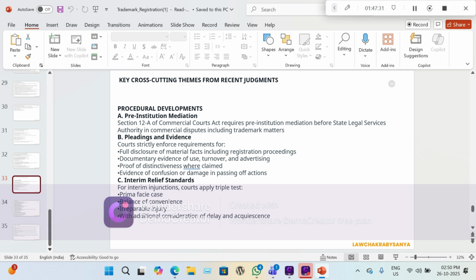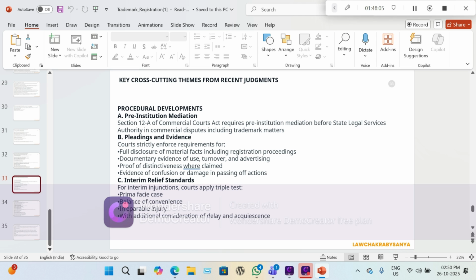Then interim relief standards. Interim relief is while the case is going on, in the meanwhile you can ask for an injunction, a stay order, a restraining order. For that, you'll have to prove there is a prima facie case in your favor, there is balance of convenience, that if it is granted in your favor, it will not cause as much harm to the opposite party as it will cause to you if it is not granted. Then irreparable injury, that you will suffer irreparable injury if the person keeps on infringing your trademark. Then with additional consideration of delay and acquiescence.